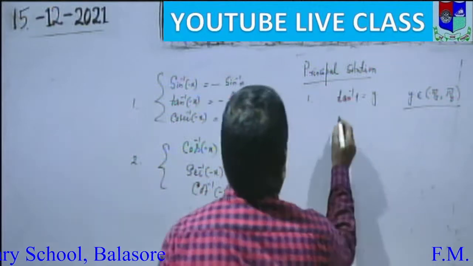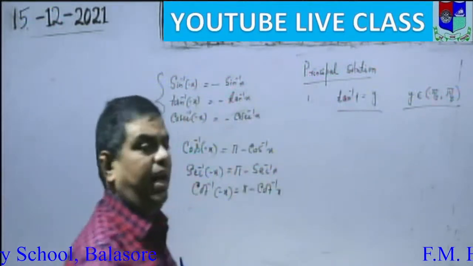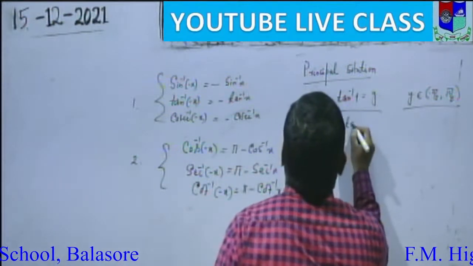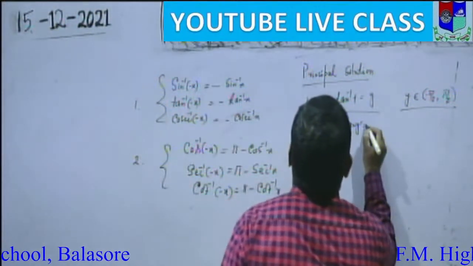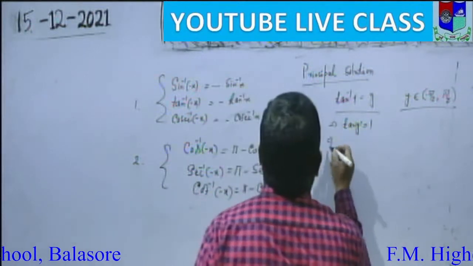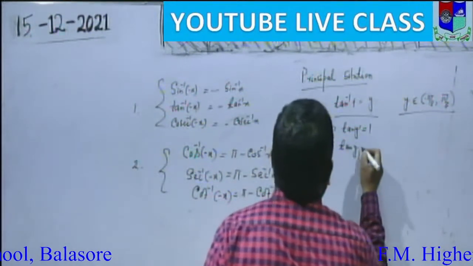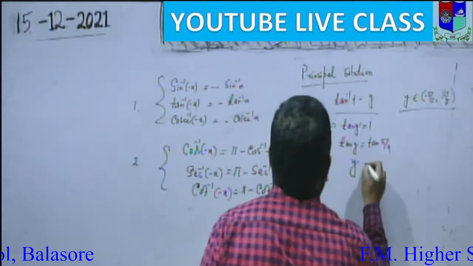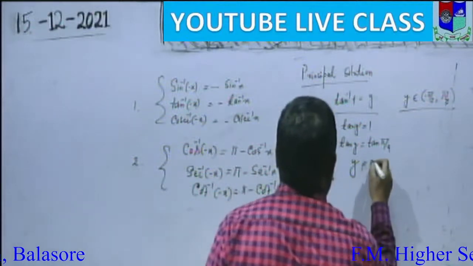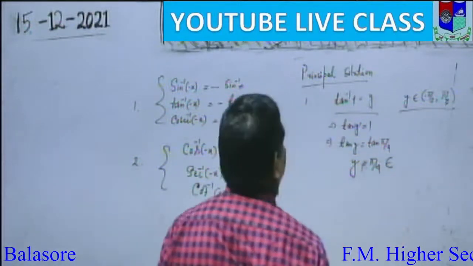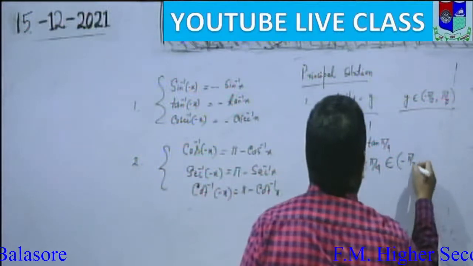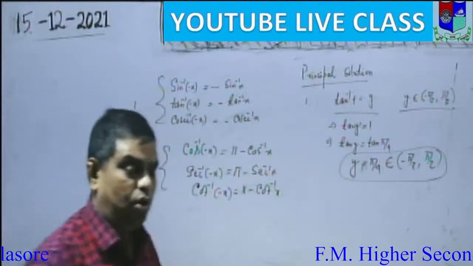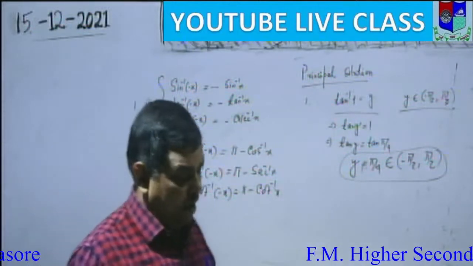But my question is tan inverse 1 equal to y. This implies tan y is equal to 1, which is tan pi by 4. So your y is equal to pi by 4, which lies between minus pi by 2 to plus pi by 2. So this is your principal solution, pi by 4.